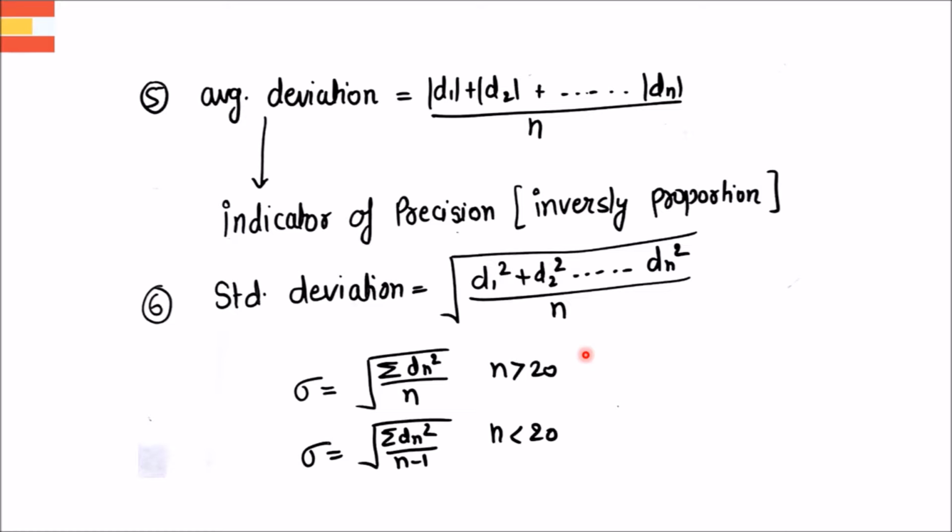Now the formula of standard deviation is given by this. The standard deviation is defined as the root of the sum of all the deviations squared divided by the total number of readings. You have to square the deviations, sum them and divide by the number of readings. If n is greater than 20, then we take n, and if n is less than 20, then we divide by n minus 1. This is the convention.